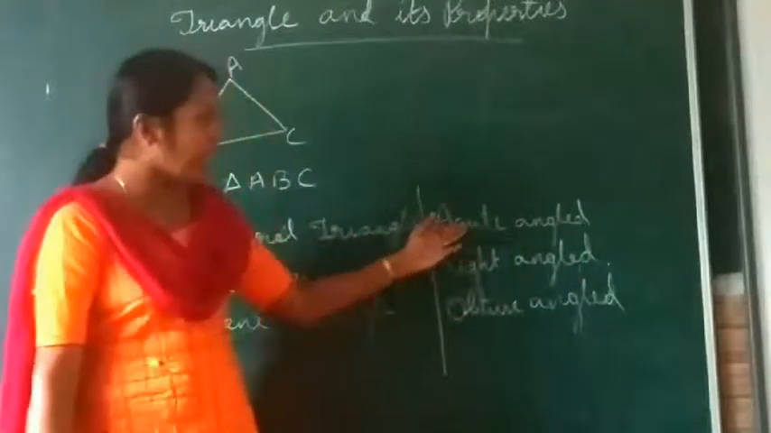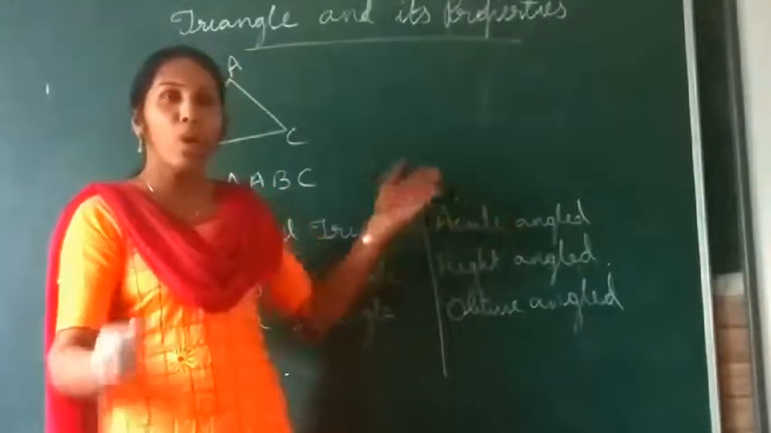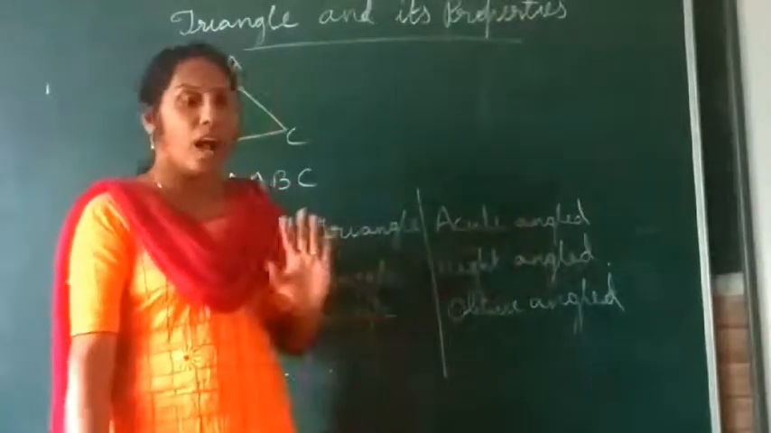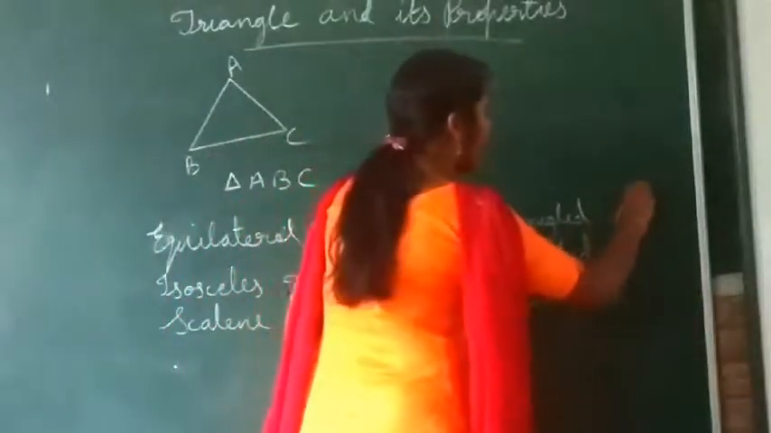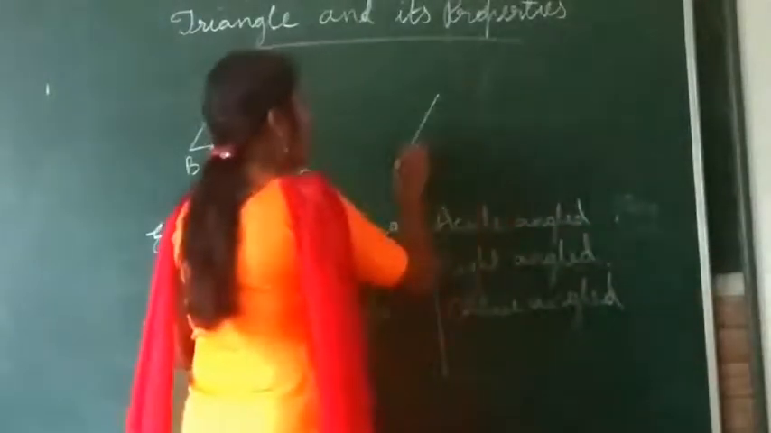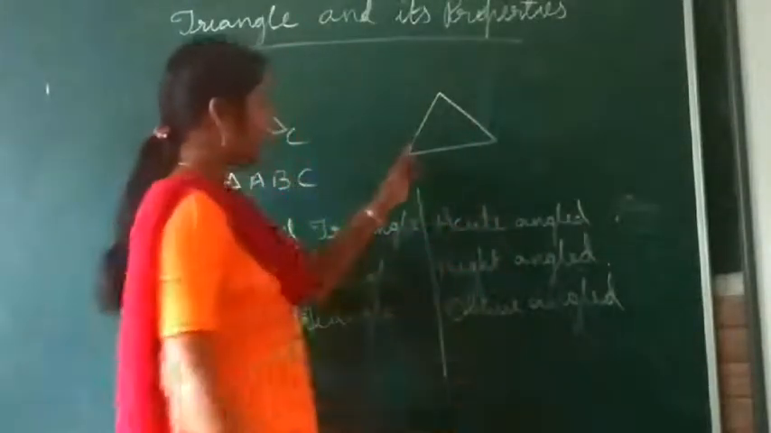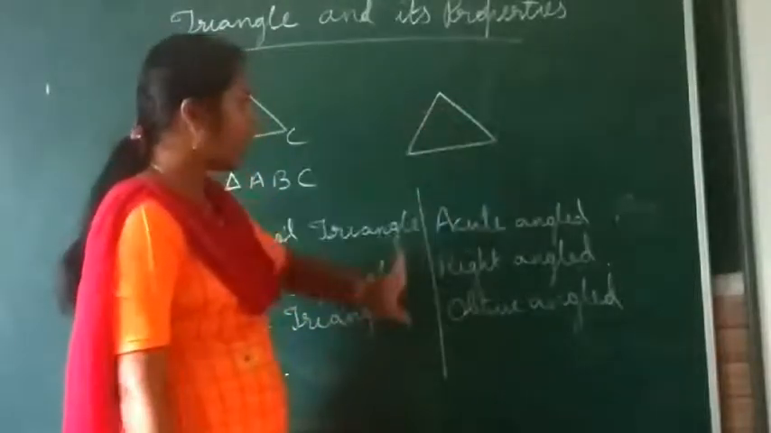An acute angle is an angle that measures less than 90 degrees. So in a triangle, if all the three angles are less than 90 degrees, that triangle is known as acute angle triangle. So that triangle will look like this. All the three angles are less than 90 degrees. It is clear from the figure. So it is an acute angle triangle.